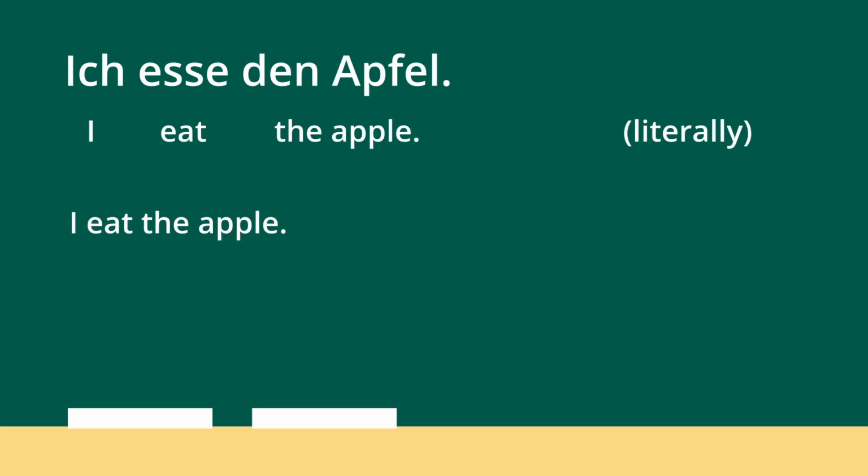For example, I want to say, I eat an apple, or I eat the apple. So just like in English, you will have your subject and then your verb and then the object at the end. So you can say, ich esse den Apfel.